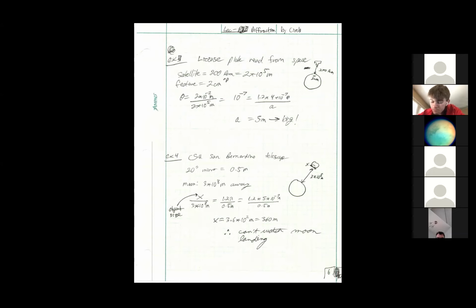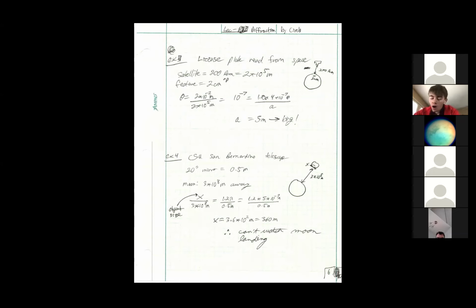So if we were to figure out what the diameter of their camera would have to be, let's see, we take this angle. Sine theta is roughly tan theta is roughly theta in this regime.